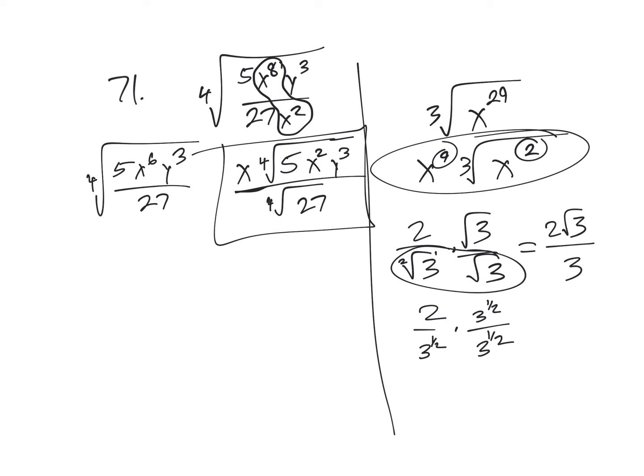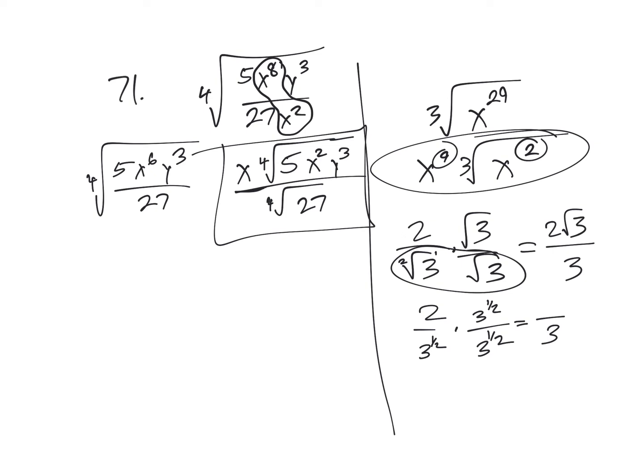What do you do with your exponents when you multiply like bases? What do you do with them? Add them. Okay, so what? 3 to the 1/2 times 3 to the 1/2. What do you get? What's 1/2 plus 1/2? 1. That means you have no more radical in the denominator. That's why that works when you do this.